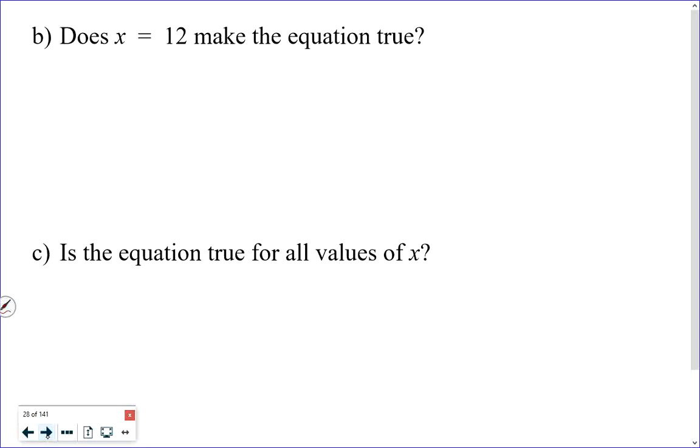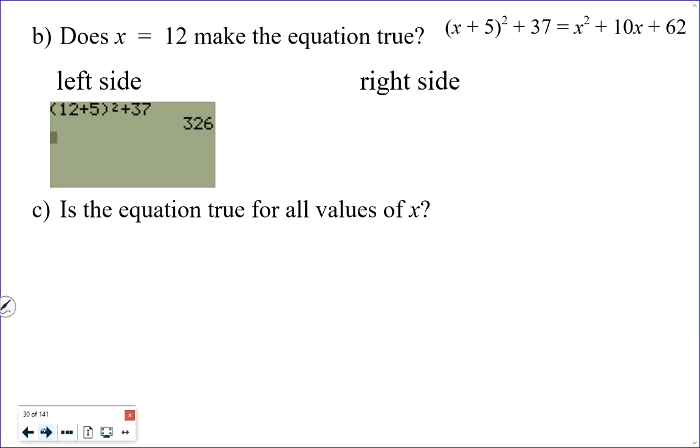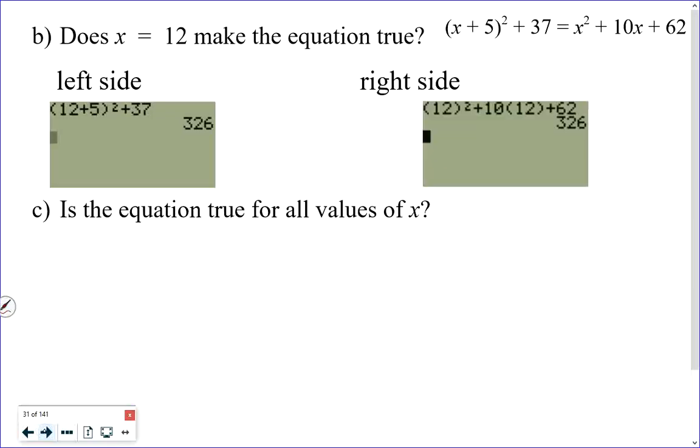Is this equation true for 12? Well, again, we're going to calculate the right side and the left side separately. When I put 12 in, I'm going to have to take 12 plus 5 squared and add 37. And I happen to get 326. There's nothing significant about that number. That's just what it is. And if I put 12 in the other side, 12 squared plus 10 times 12 plus 62 is 326.